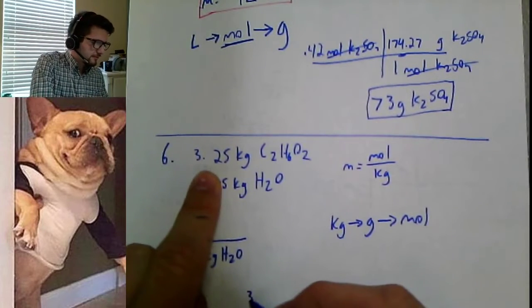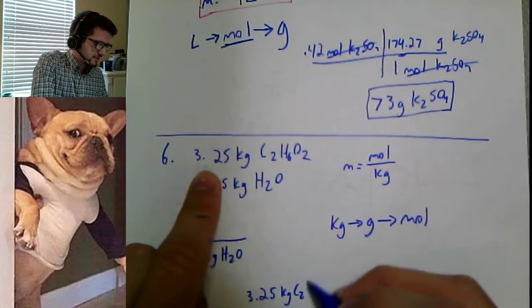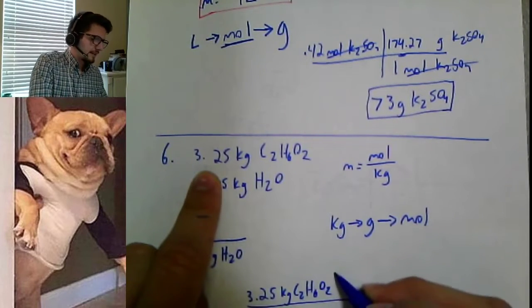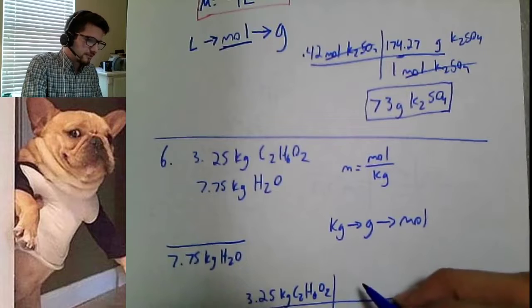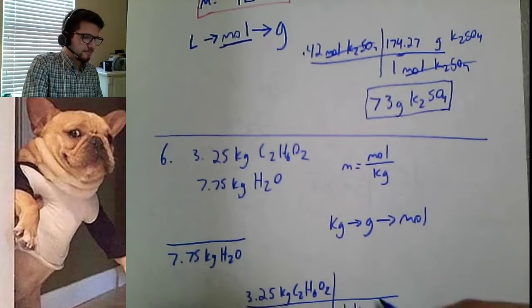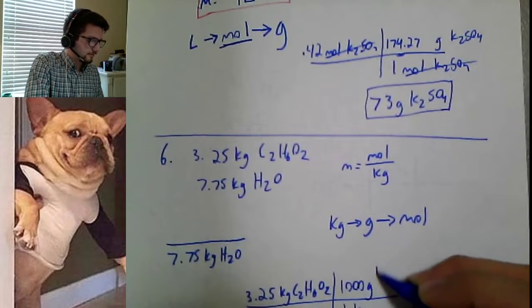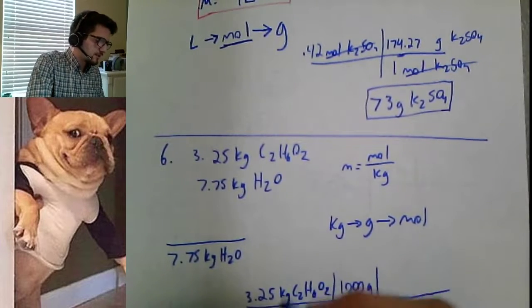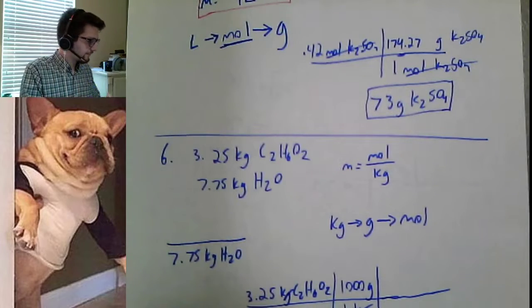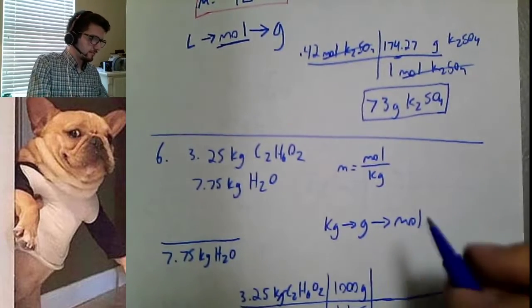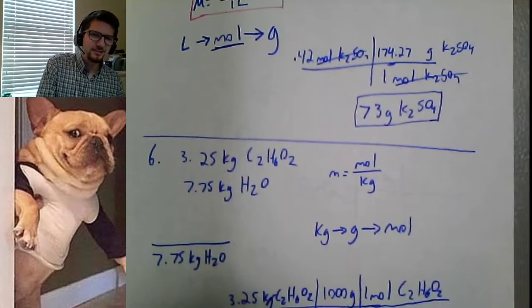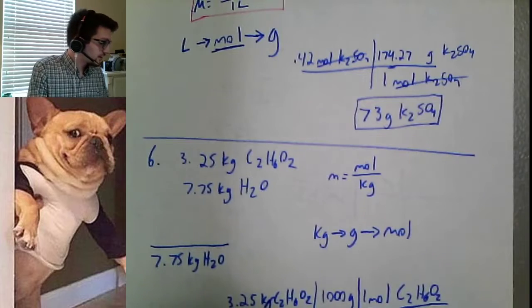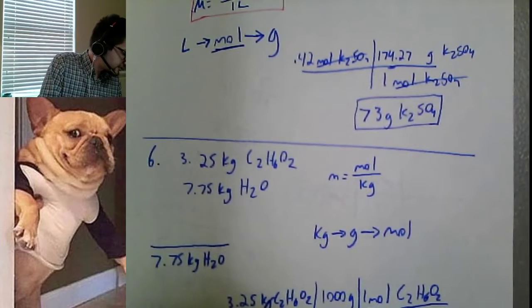So I'm starting off with 3.25 kilograms of C2H6O2. And I need to get from kilograms to grams. So for every kilogram, how many grams do I have? 1,000 grams. Okay? So now I am in grams. Hooray! How do I get from grams to moles? Well, I want to be in moles, so I'm going to put that on top: 1 mole of C2H6O2. What is the molar mass of C2H6O2? If you go to the periodic table and add all these janky numbers up, you do end up with 62.07 grams.